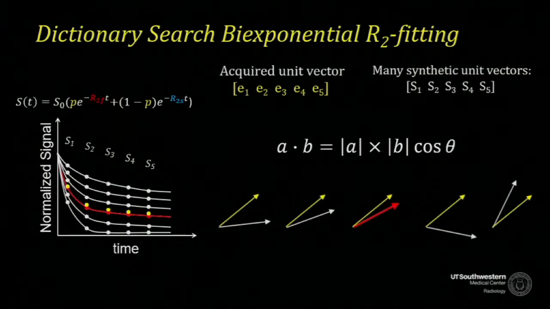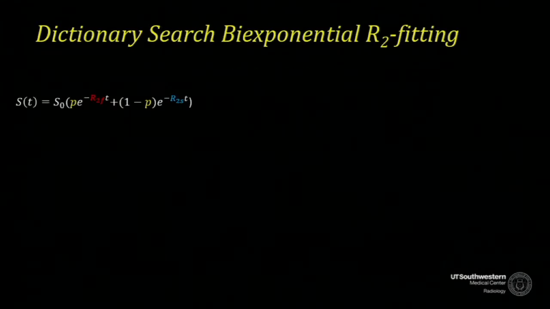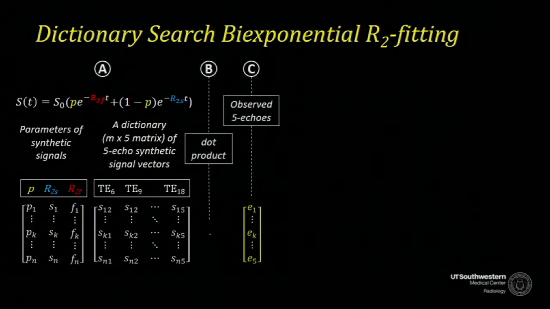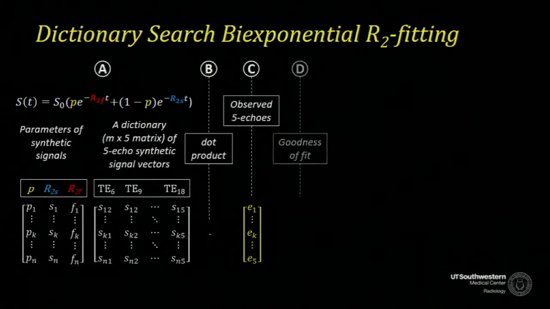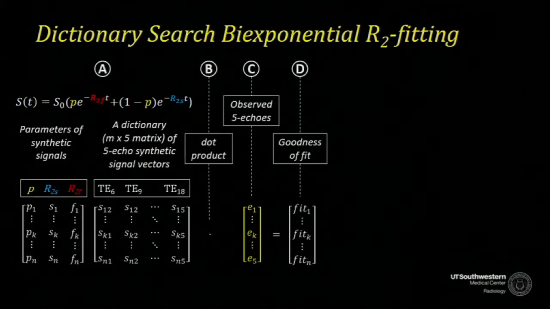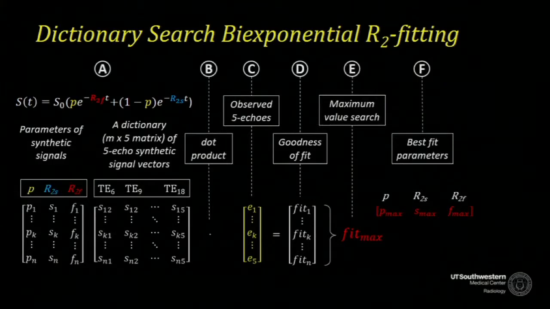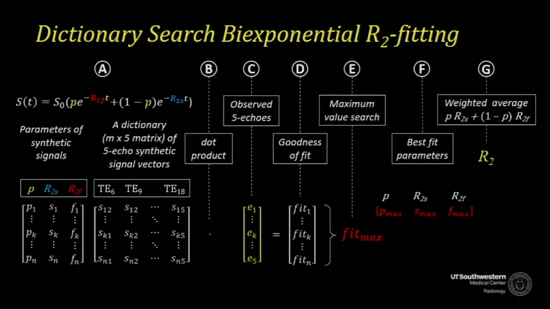You go back and look, that's the red curve to the left. You have your best fit. In theory, it should work. How do you feed this to a computer? You tell the computer, I have a bunch of parameters, a P and an R2S and an R2F. You generate a matrix of however many variables you would like with different intervals, same thing with different echo times. And you have it do a dot product with the observed echoes that you got from the patient. That gives you a matrix of different numbers. You can have the computer search for the maximum, the fit max, the largest number in there. You go back and see which parameters give you the maximum fit, and you have your R2S, P, and R2F. The weighted average gives you the R2.